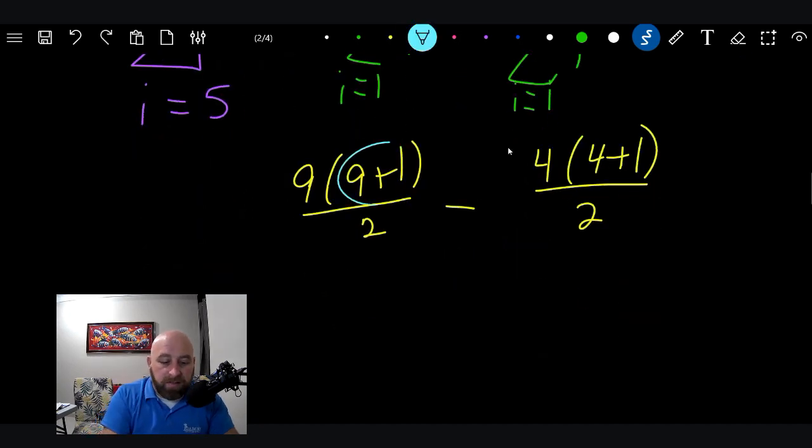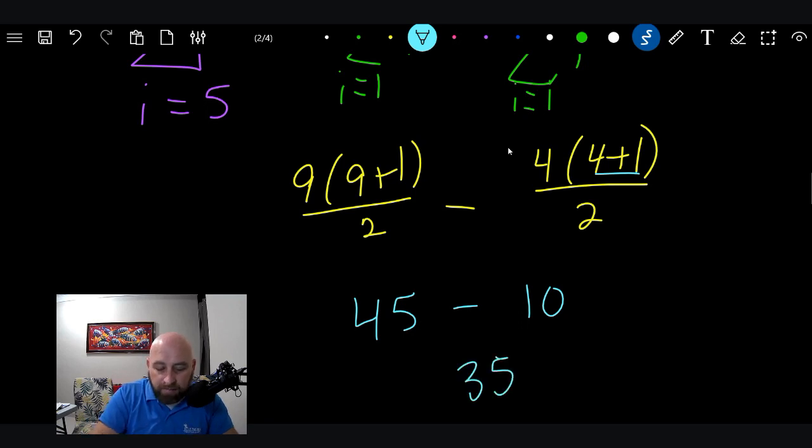All right, so we have 9 plus 1, that's 10. 9 times 10 is 90, divided by 2 gives you 45. Minus 4 plus 1 is 5. 4 times 5 is 20, divided by 2 is 10. All right, so 45 minus 10 gives us 35. So the answer to this one would be 35.